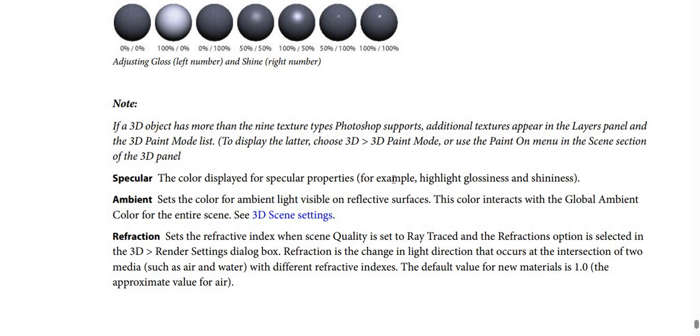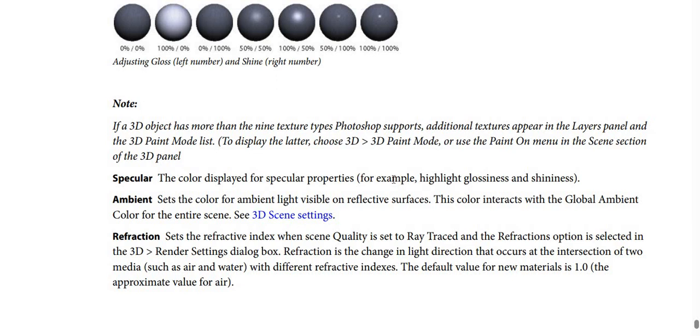By the way, if a 3D object has more than the 9 texture types, Photoshop supports additional textures, which appear in the layers panel and the 3D paint mode list. To display the list, choose 3D, then choose 3D paint mode, or use the paint on menu in the scene section of the 3D panel.